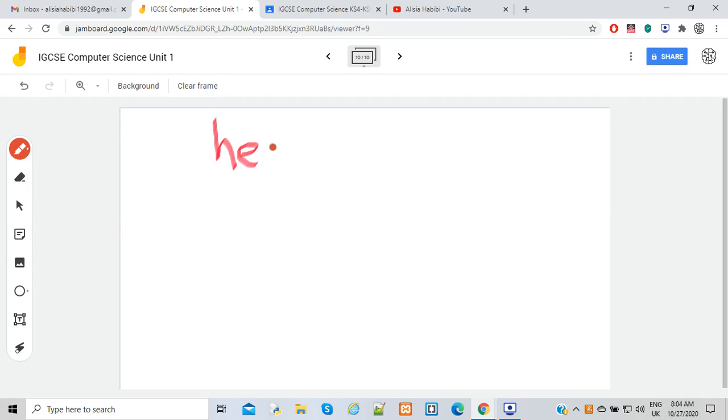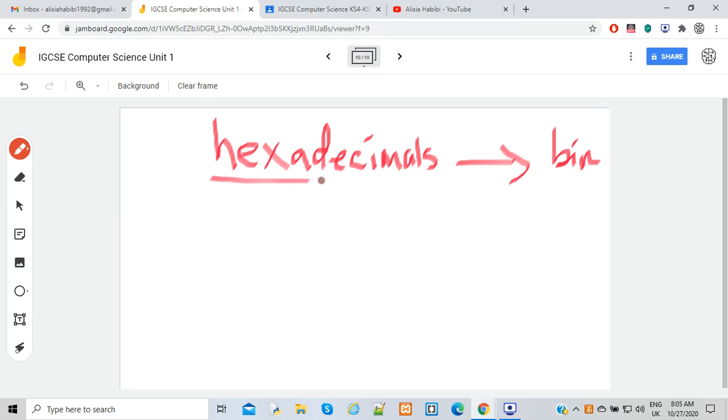So this is the opposite of what we've just done. We have just done how to convert binary into hexadecimal. Now we're looking at the vice versa version, hexadecimals into binary. I'm just going to put it as bin.